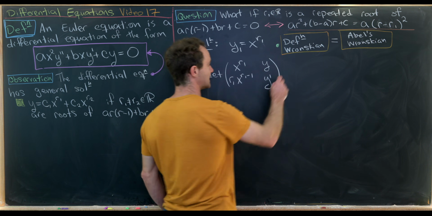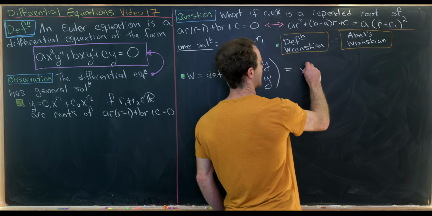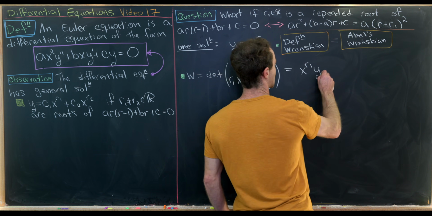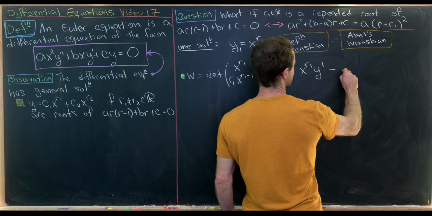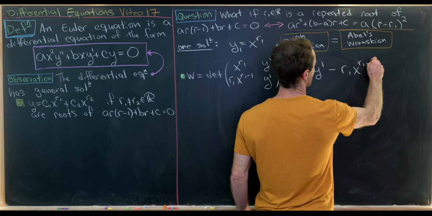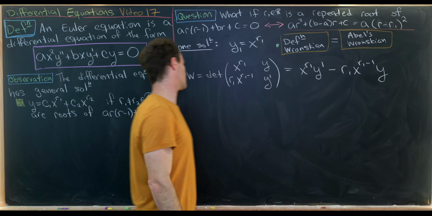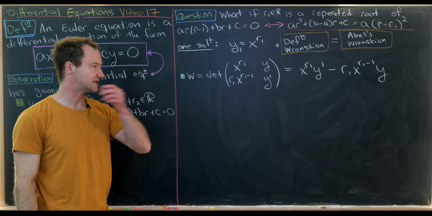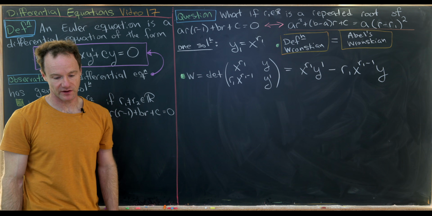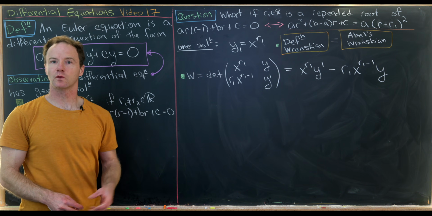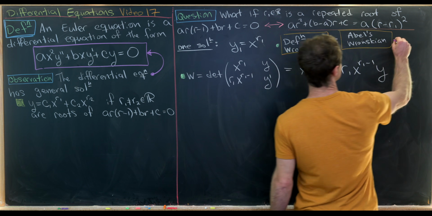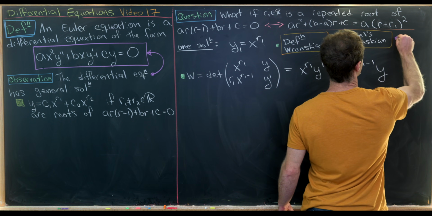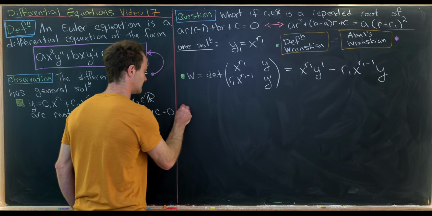Okay, nice. Now we can take this determinant and see that we get x to the r1 times y prime minus r1 x to the r1 minus 1 times y. So that's one expression for our Wronskian. Notice it depends on the first derivative of y. And now we'd like to work through calculating the Wronskian using Abel's trick. So let's maybe color code that with this purple dot.